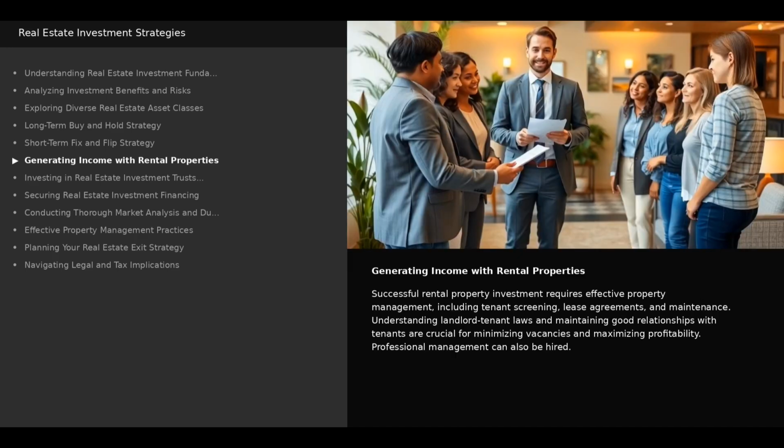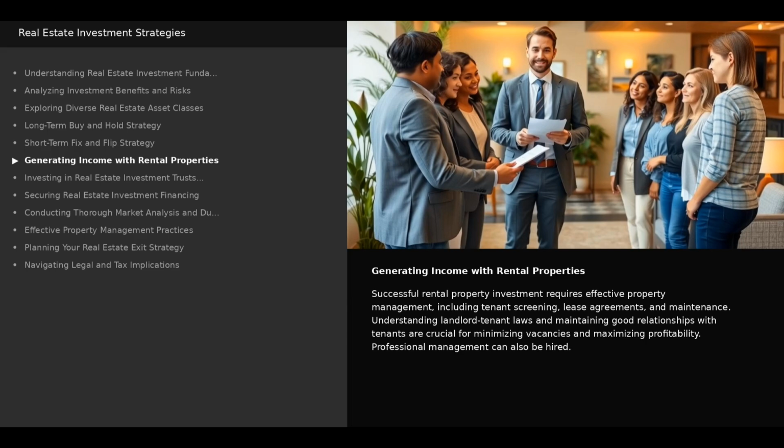Successful rental property investment requires effective property management, including tenant screening, lease agreements, and maintenance. Understanding landlord-tenant laws and maintaining good relationships with tenants are crucial for minimizing vacancies and maximizing profitability. Professional management can also be hired.